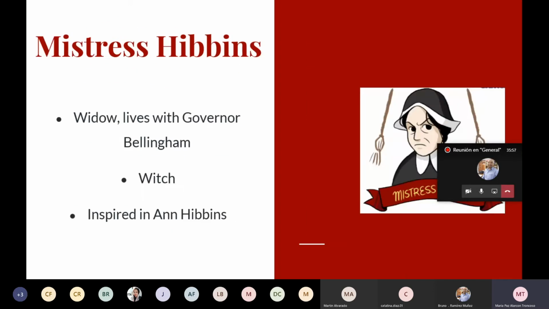Mistress Hibbins is a widow who lives with Governor Bellingham. She's a witch. She goes into the forest to be with the black man, which is supposed to be the devil. And she's inspired by Ann Hibbins, who was a woman who was executed because everybody thought that she was a witch.